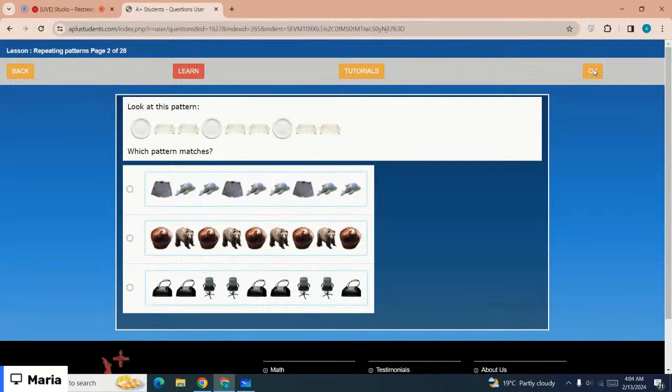Okay, look at this pattern. You have to find the matching pattern, right? Just look at the given pattern. You have one plate, two sofa, one plate, two sofa, one plate, two sofa, right? That means the matching one has something like this, a one, two pattern, right? So you are given three options. Let's just start with the first one, one and two, one and two, one and two. That is the correct option, right? That means the correct option is option number one.